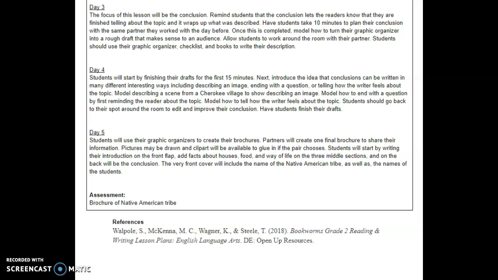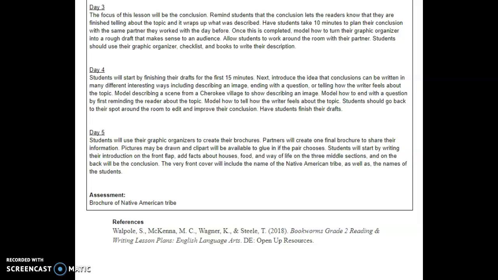Partners will create one final brochure to share their information. Pictures may be drawn and clip art will be available to glue in if they choose. That will be printed based on which tribe they are researching, and students can use that if they want to.